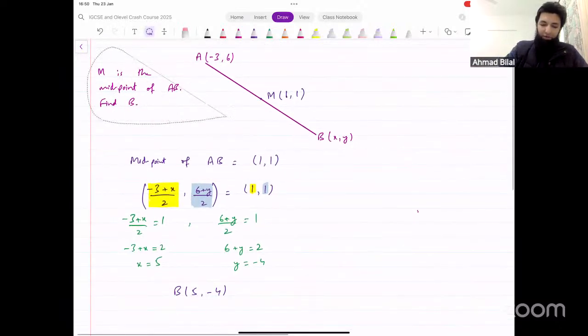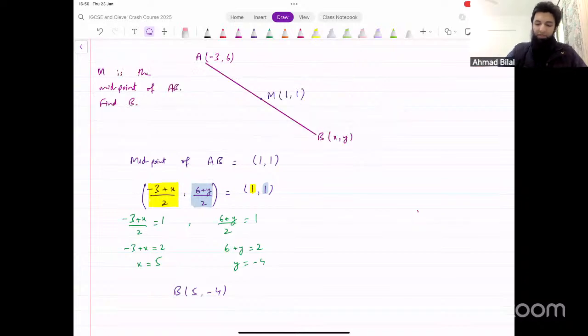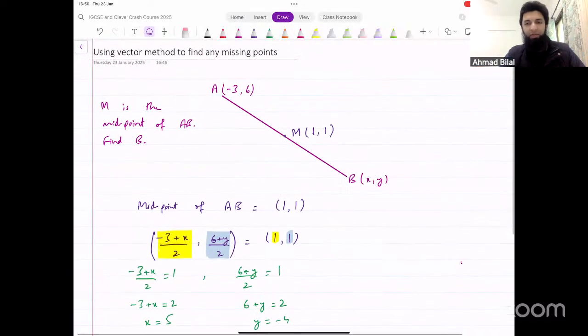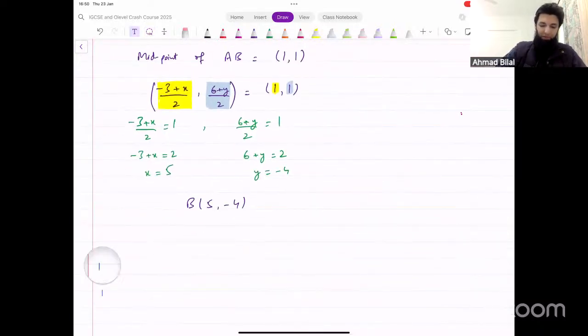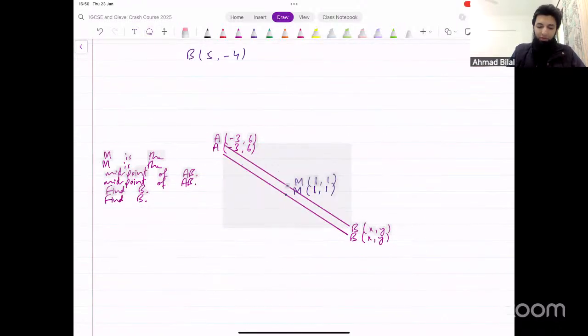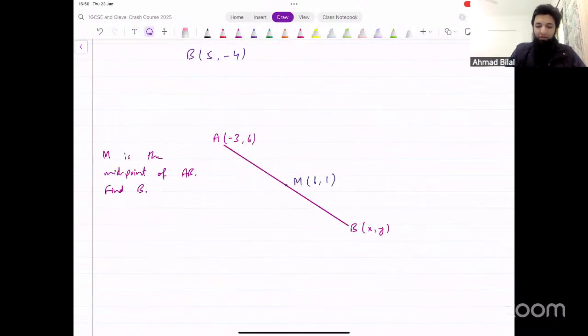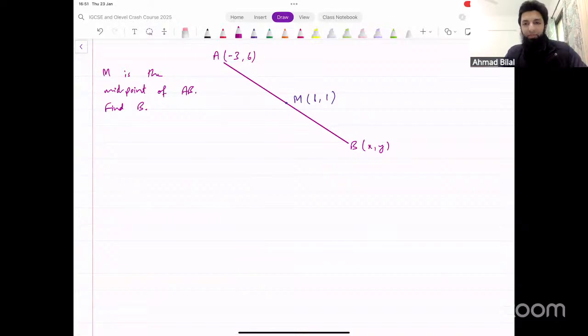We could do it much more efficiently using a method that we call the vector method. And that works like this. Let's do that same example now using a slightly different idea. So now, instead of using the midpoint formula, what I can do is use this method that I'm calling the vector method. How will this work?